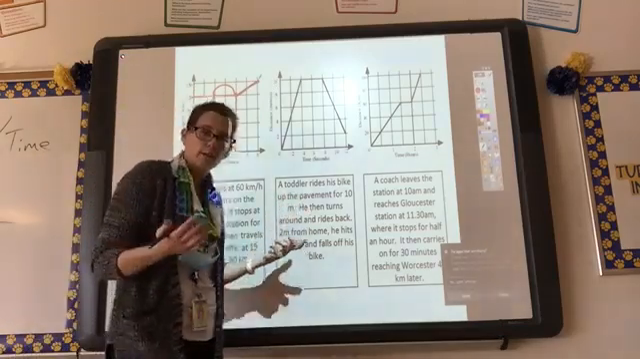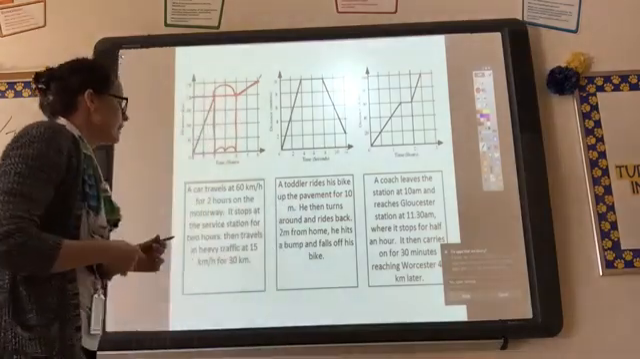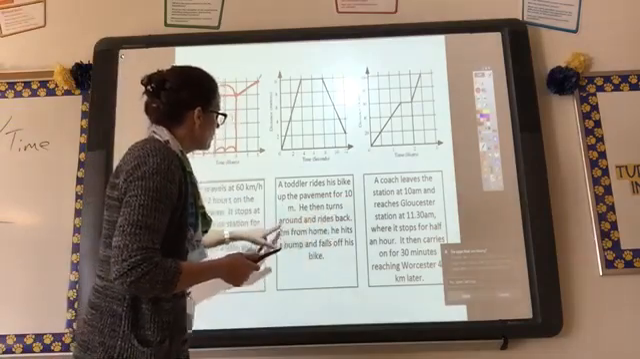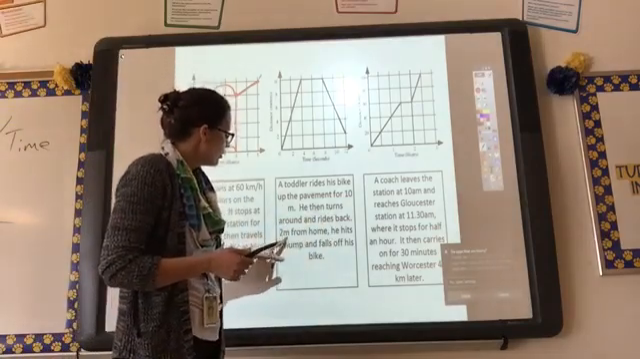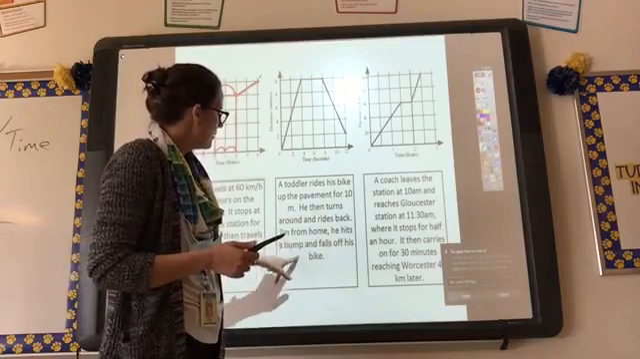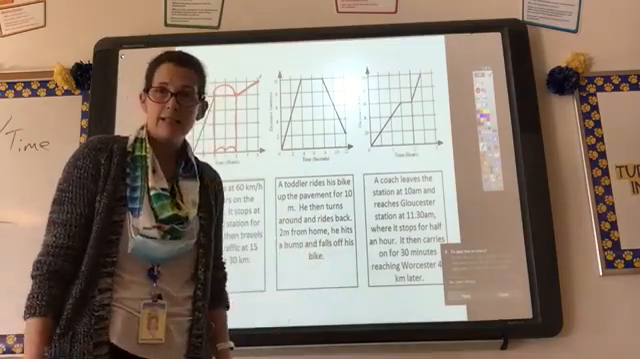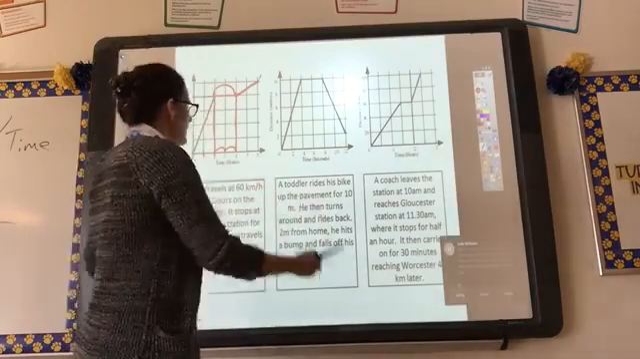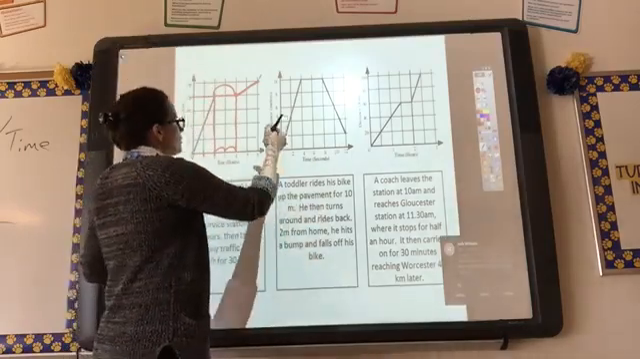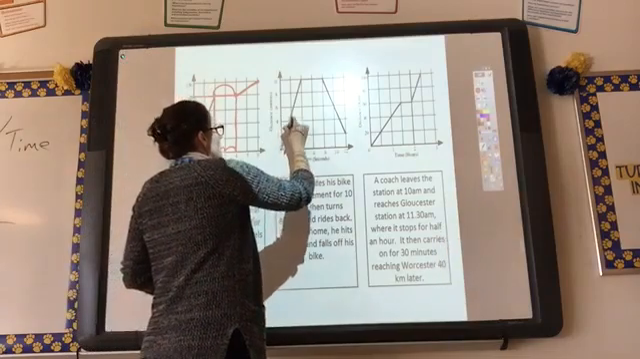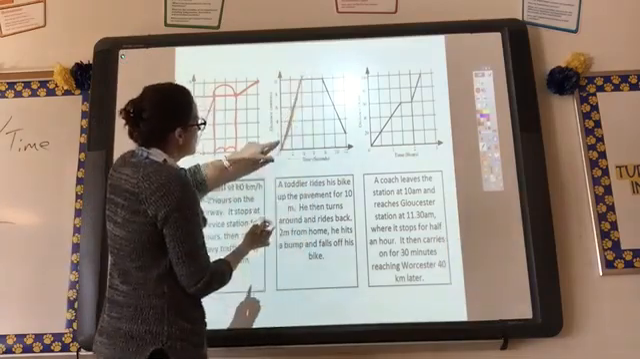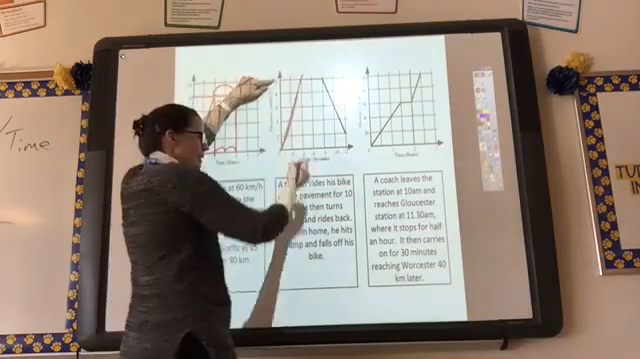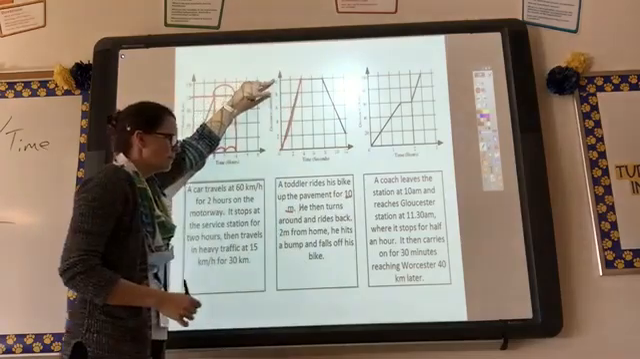This is about a toddler. This says a toddler rides his bike up the pavement for 10 meters. He then turns around and rides back to 2 meters from home. He hits a bump and falls off of his bike. Well, that's kind of sad, poor little thing. So he starts here, he's riding his bike. We've got our numbers right here. There's 2, 4, 6, 8, 10 meters. That's exactly what it says right here, 10 meters.